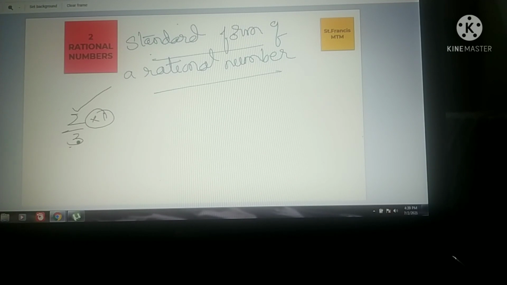So whenever a rational number has a common factor, a common divisor, none other than 1, only 1, that type of rational number is called the standard form of that particular rational number.